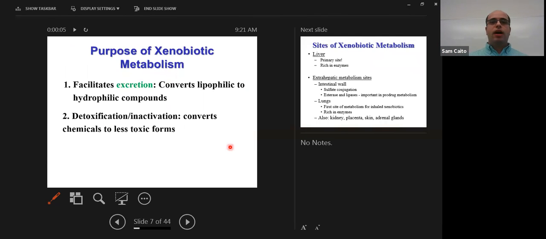So when we talk about xenobiotic metabolism, we're looking at ways in which we can convert lipophilic compounds into things that are easily excreted. We're trying to make them more hydrophilic and get them out of our body. Detoxification and inactivation will convert these chemicals typically into a less toxic form.